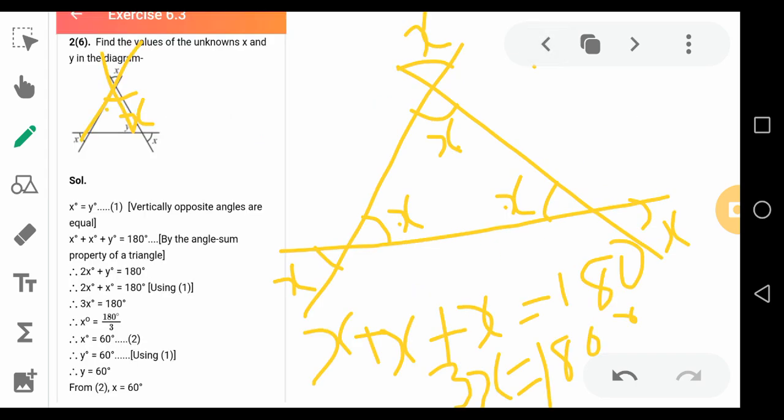Easy only, right? Nothing is there. But this is how you have to find. So the only thing you have to use is three properties. Angle sum property we are using, vertically opposite angles are equal, and exterior angle property.